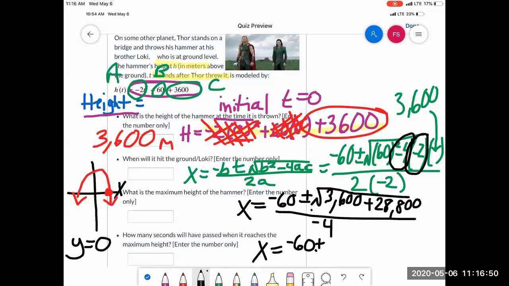-60 plus or minus. I'm going to go ahead and simplify this part. So 28,800 plus 3,600, I do that in the calculator and it gives me 32,400. I take the square root and that gives me 180.